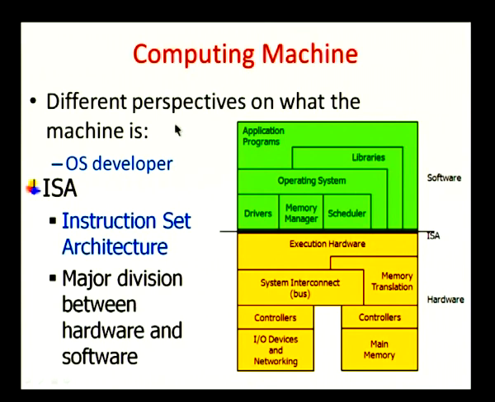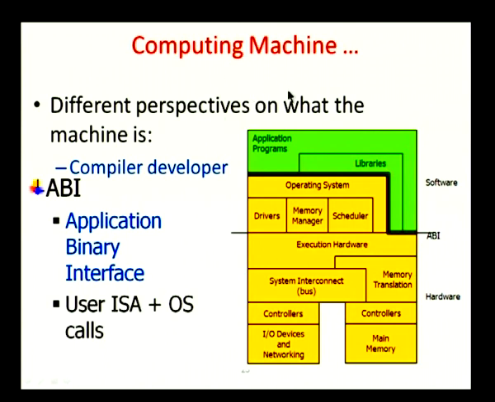Now, when we consider this computing machine from the perspective of the OS developer, how do we view it? We have the division of this computer by separating software from hardware. In the hardware, we have different components, and in the software, we have different parts. The instruction set architecture divides the hardware from the software. The major division between hardware and software is obtained by using the instruction set architecture. So, the ISA is dividing the hardware from software. This is the perspective of the operating system developer.